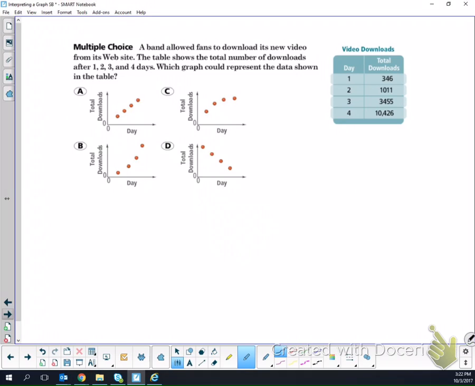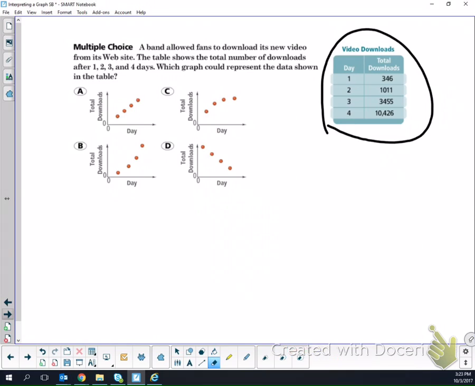So we've got this band that allowed fans to download its new video from its website. The table shows the total number of downloads after 1, 2, 3, and even 4 days. We want to figure out which one of those graphs is going to match the table.